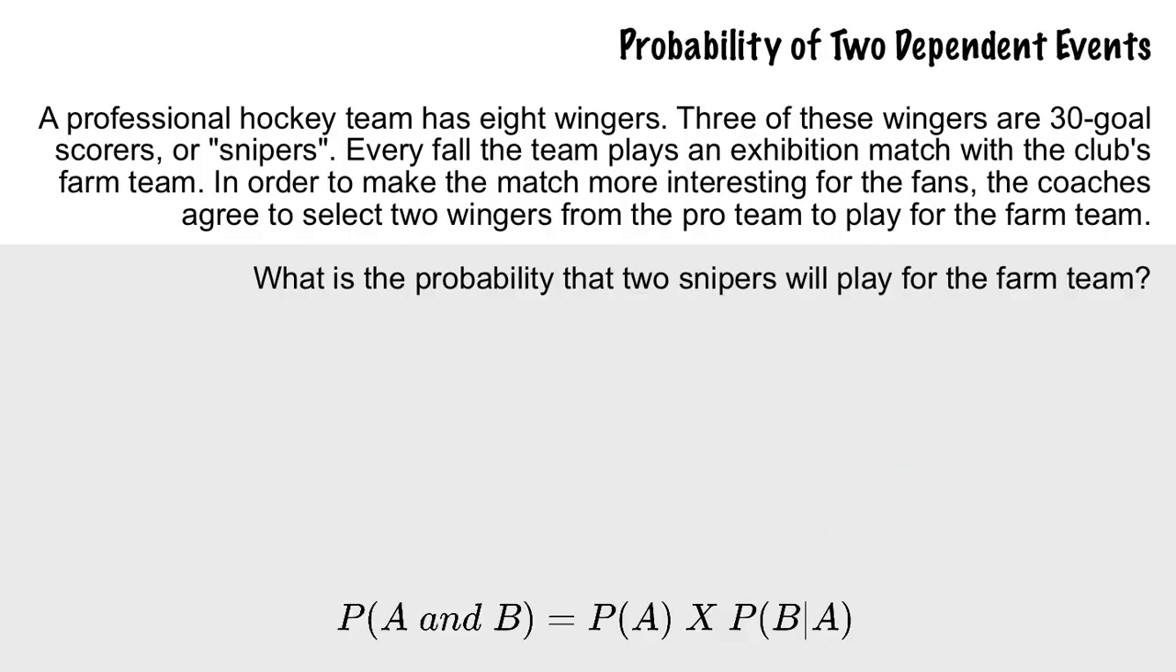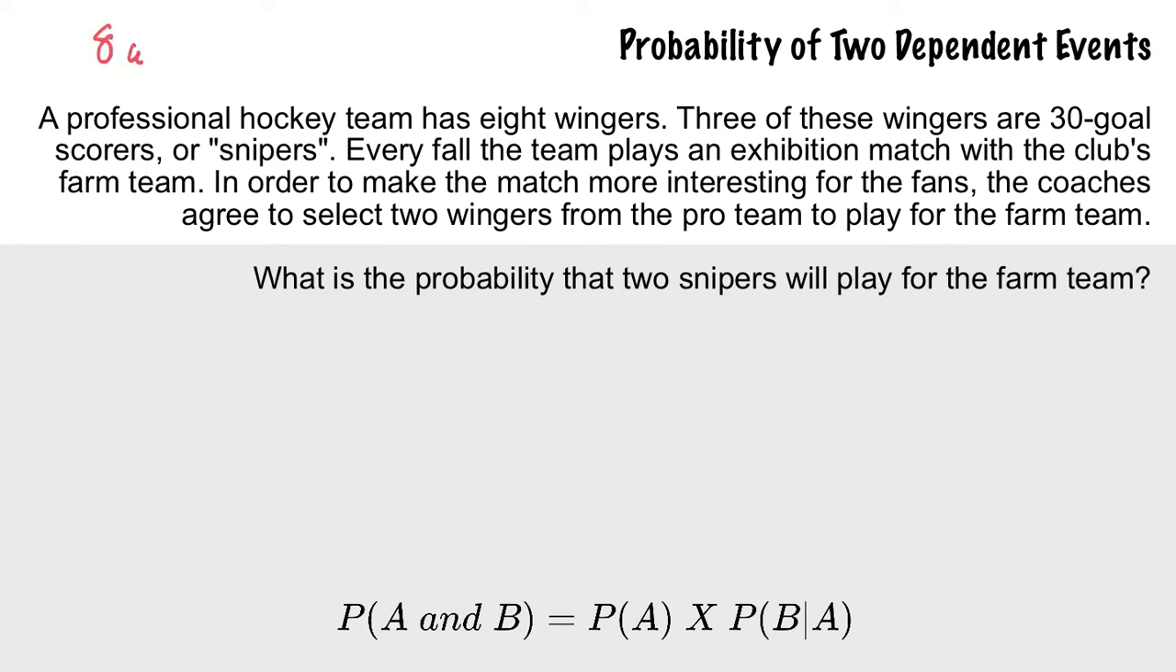Probability of 2 dependent events. A professional hockey team has 8 wingers. 3 of these wingers are 30-goal scorers or snipers. Every fall, the team plays an exhibition match with the club's farm team. In order to make the match more interesting for the fans, the coaches agree to select 2 wingers from the pro team to play for the farm team. What is the probability that 2 snipers will play for the farm team?